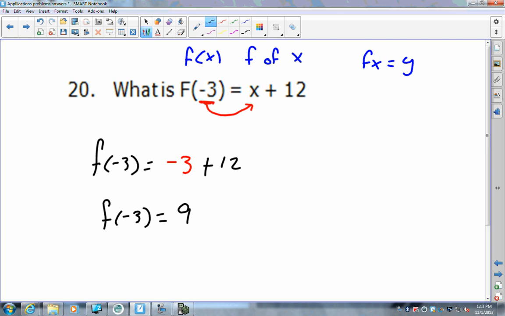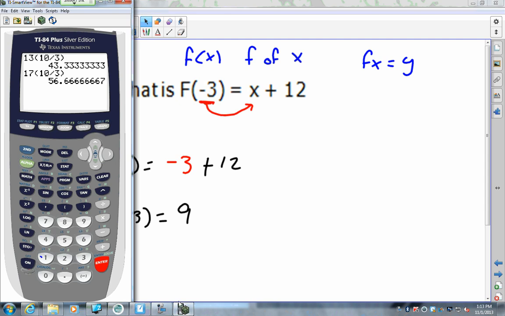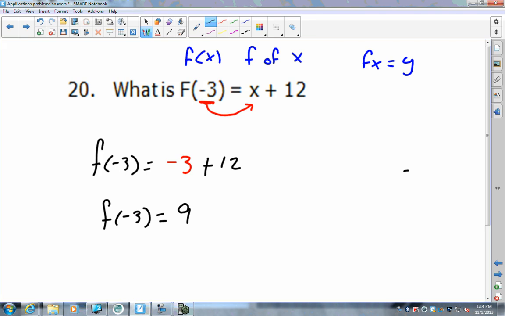Now, you can also use the calculator to find your answer. If you go into the calculator and put in y equals x plus 12, and you press second graph, it's saying when x is -3, what is y? X is -3, y is 9. So you could look in the calculator and you would be able to find your answer that way as well.